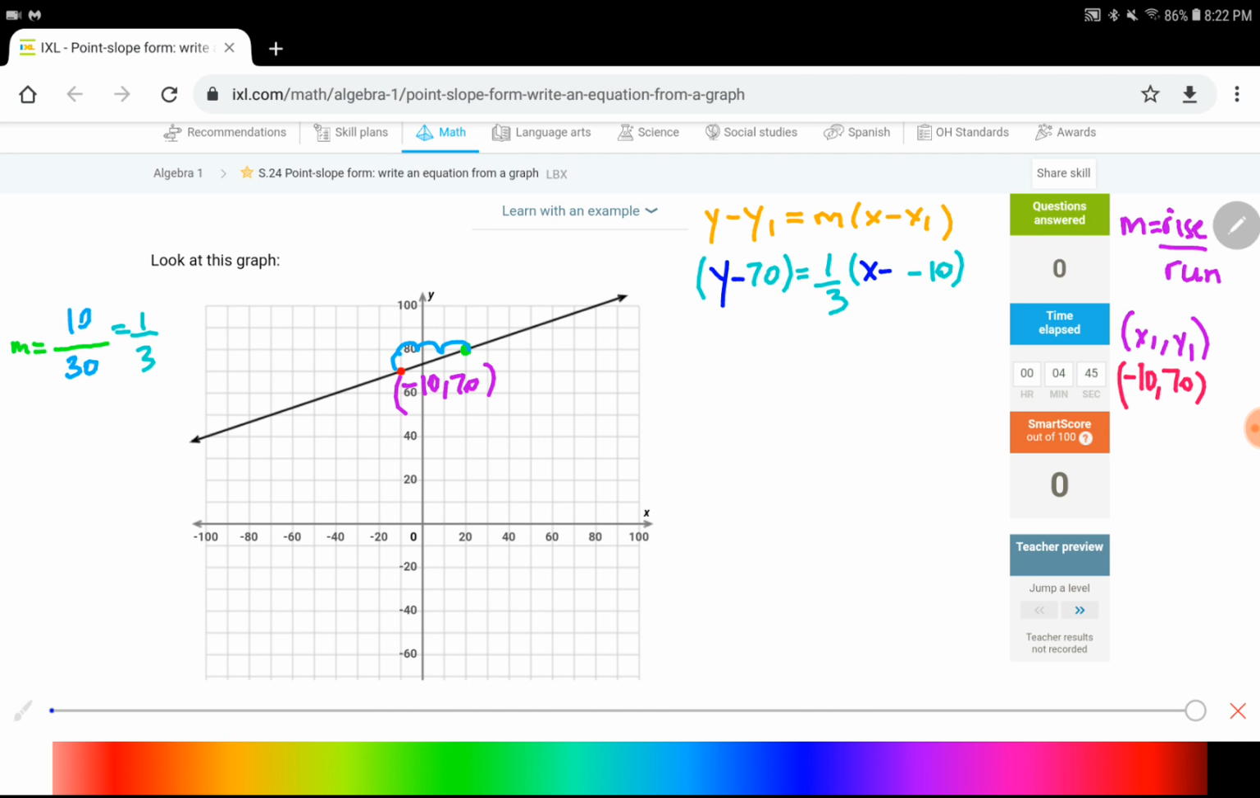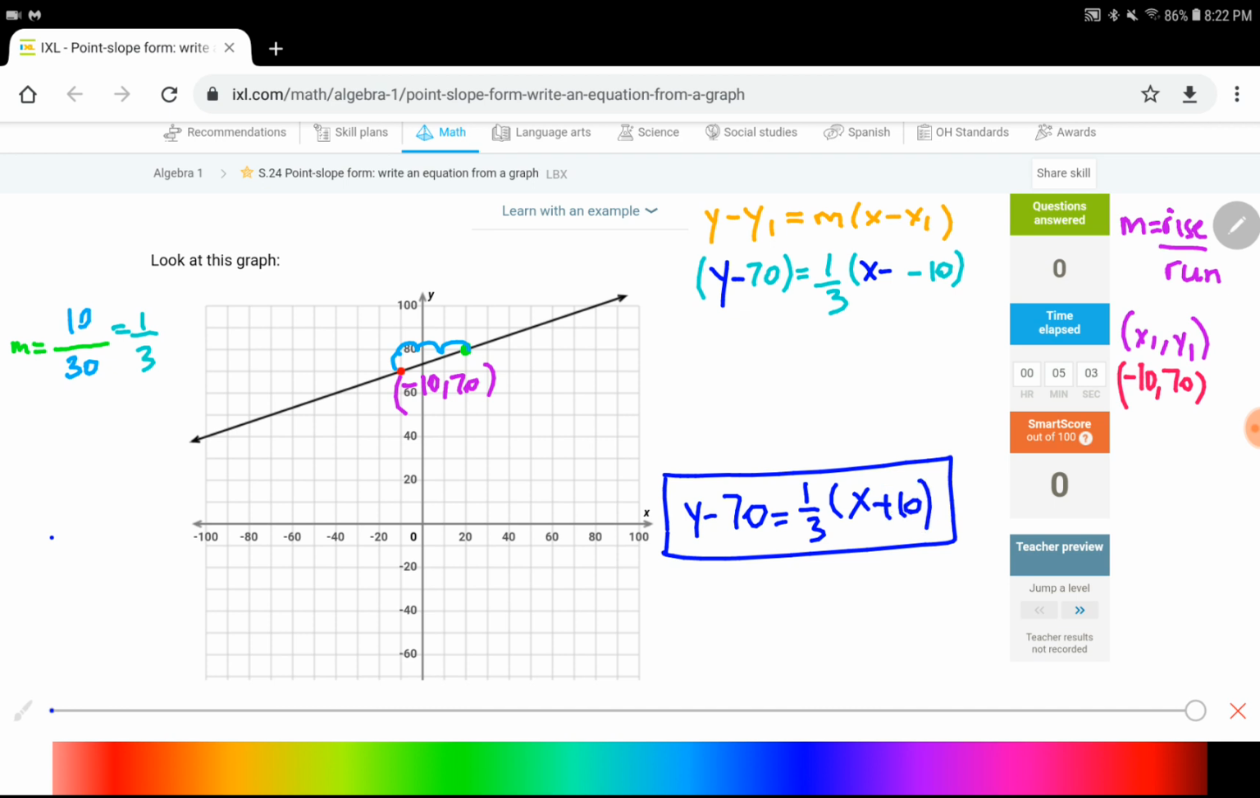But if you have a totally blank box like this, then you don't want to put this one in your answer. You want to put y minus 70 equals 1/3 times x plus 10, because there's nothing you can simplify with that one, and x minus negative 10 doesn't mean anything, so it's like x plus 10. This would be your final answer if there's a whole blank box. This is important, so make sure you remember this when you do your own work. But let's say your question is like this.